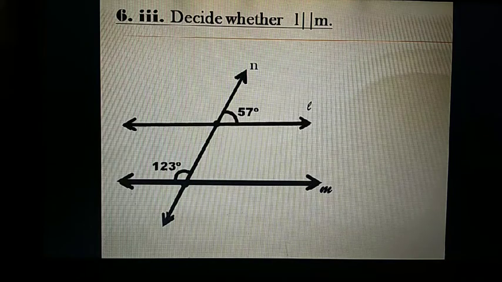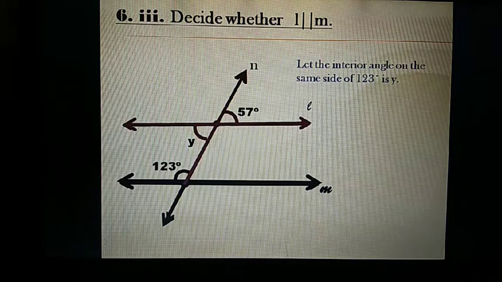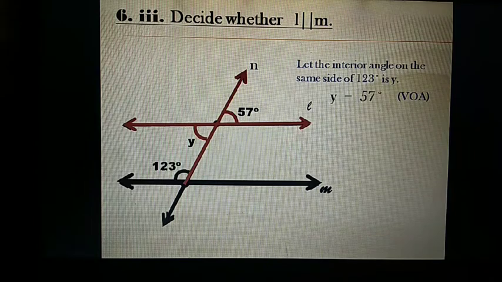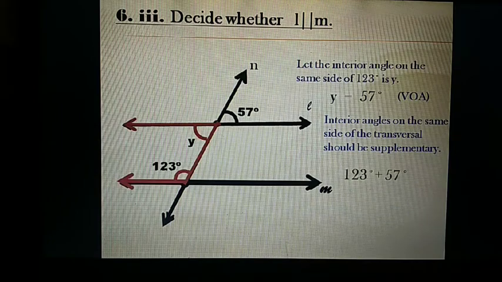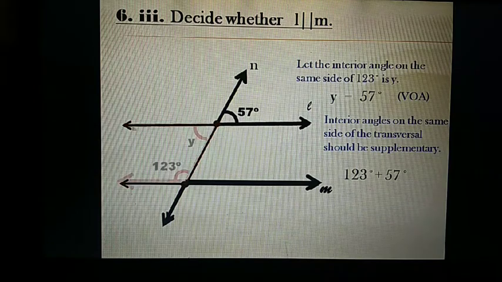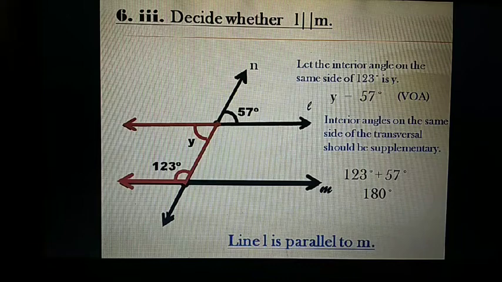Moving to the third case. Again, 123 degrees is an interior angle and the other angle is not known to you. Assume it as Y. Again, by the vertically opposite angle property, Y is 57 degree. Again, using the third property, that interior angles on the same side of the transversal should be supplementary, to prove that L is parallel to M, we add both the angles to check whether they are supplementary or not. Yes, the answer is 180 degree. So we can say here that line L is parallel to line M.